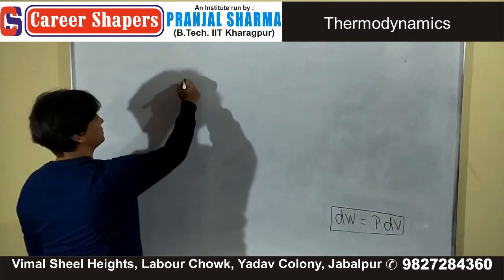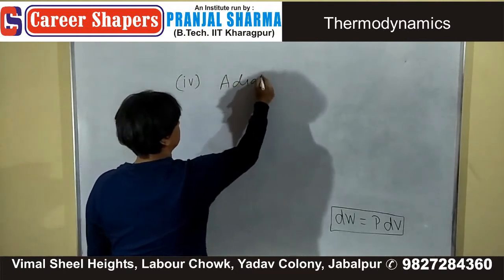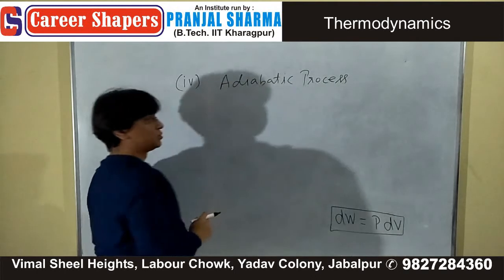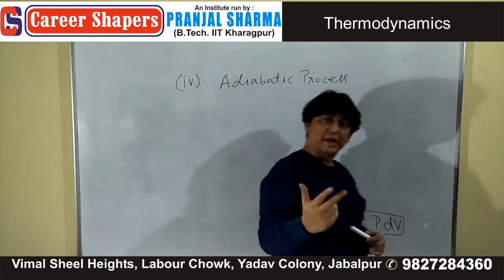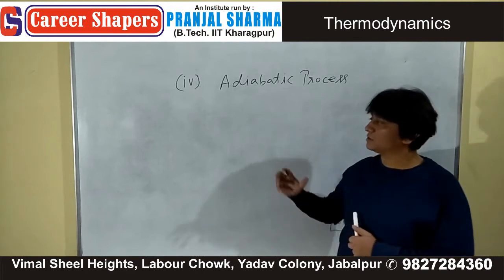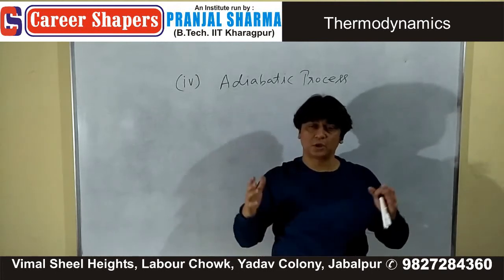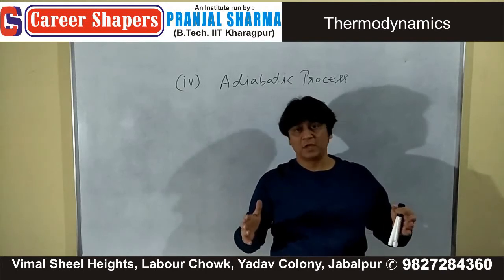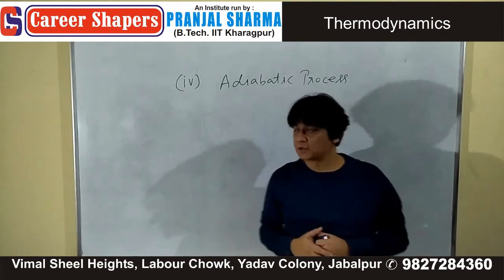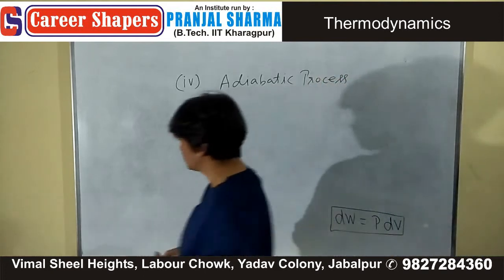The fourth process is an adiabatic process. What is an adiabatic process? A process in which no heat transfer takes place of the system with the surrounding. Suppose you have a piston which is equivalent to a thermos flask. In a thermos flask, the intention is that no heat can come outside. So a system like that, in which you cannot exchange heat from the surrounding, is called an adiabatic process.